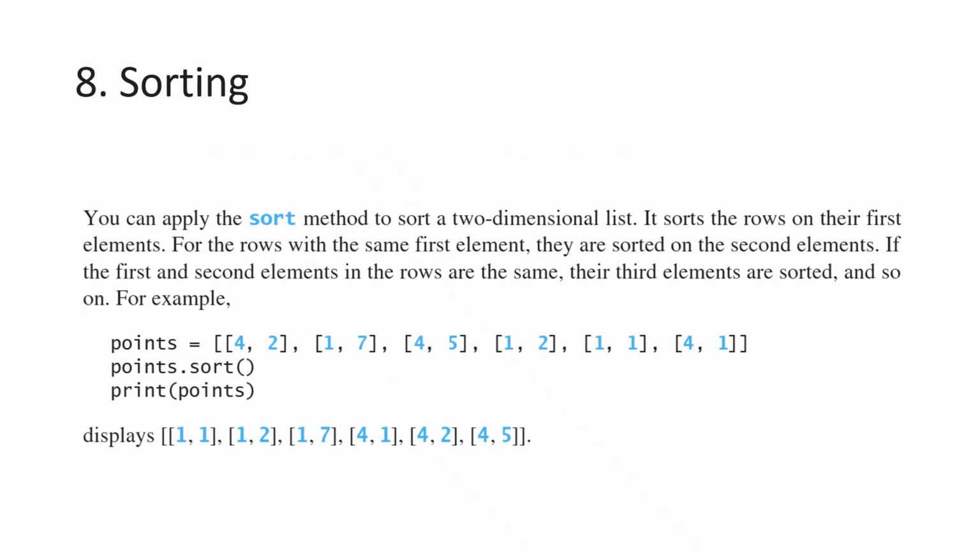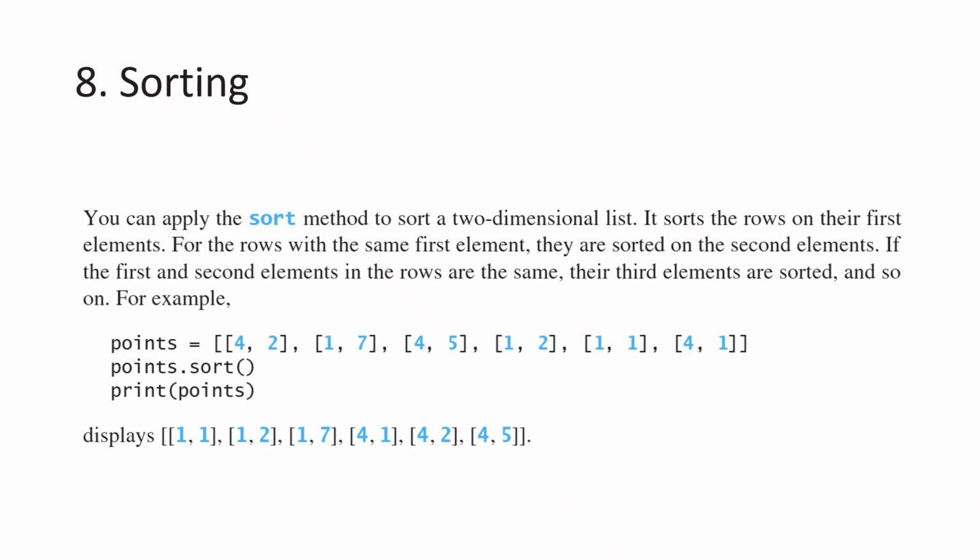Sorting. You can apply the sort method to sort a two-dimensional list. It sorts the rows on their first elements. For the rows with the same first element, they are sorted on the second element. If the first and second elements in the rows are the same, their third elements are sorted, and so on. For example, print of 4 2, 1 7, 4 5, 1 2, 1 1, 4 1.